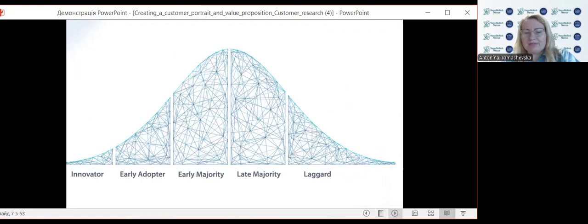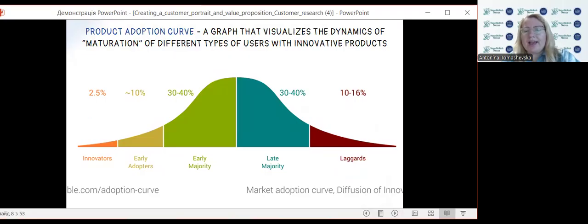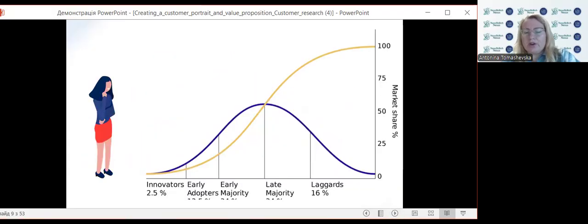Product adoption curve. The product adoption curve is a graph that visualizes the dynamic of maturation of different types of users with innovative products. The main idea is that the vast majority of potential startup users will be ready to use the product only after it is already very advanced. Only a few percent of users are willing to test the product while it is still imperfect and provide feedback about its shortcomings.